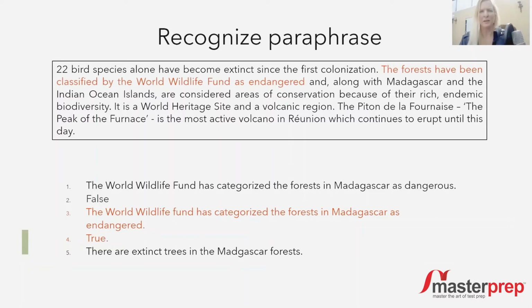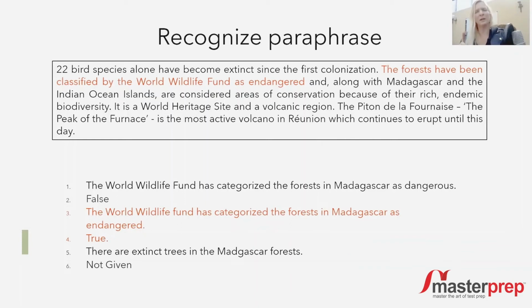Number 3, there are extinct trees in the Madagascar forests. If we look back at the text, we certainly read about forests and we read about conservation, but we don't read anywhere about trees being extinct. So that's completely not given. It's not false, because we don't know for sure that there are extinct trees, but there's also no information about it, so we must write not given.